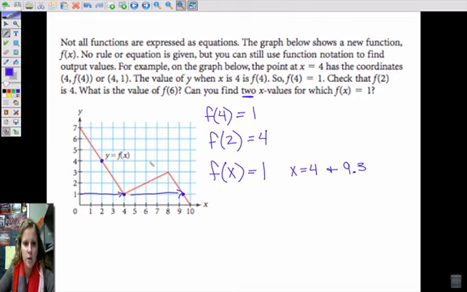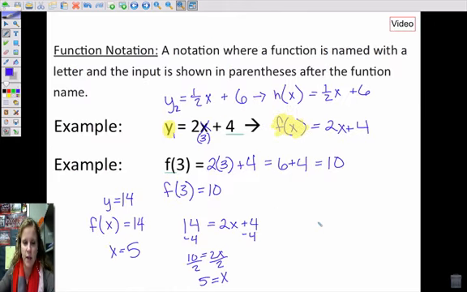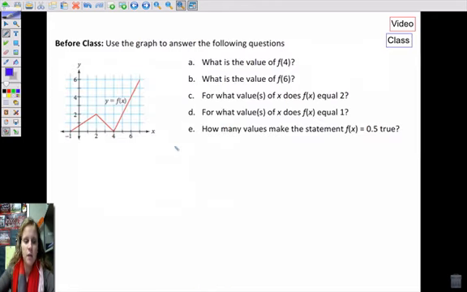It also asks for the value of f of 6. Well, we're given an input. What's the output? 6 is here, we go up, and our output would be 2. So that's the gist of using function notation. It's all about inputs and outputs. X values are the inputs, but now f of x values are the outputs. That's how it changes. So before class, try to use the graph to answer the following questions, and we will talk about that in class.